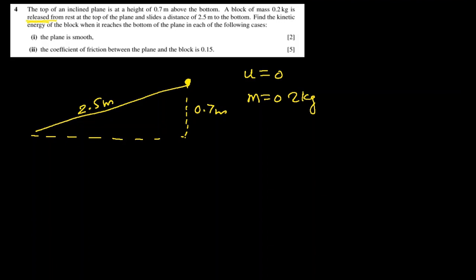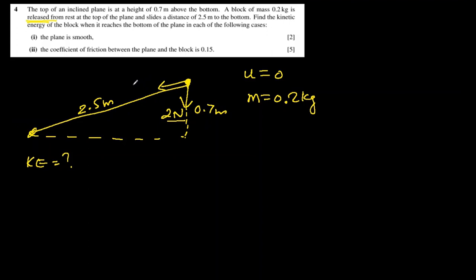Find the kinetic energy. What is kinetic energy? Of the block when it reaches the bottom here, of the plane in each of the following cases. First, the plane is smooth. That means there is only one force downwards, which is the component of the weight. What is the weight of this particular particle? It will be 2 newtons because mass is 0.2 kg. So the weight will be 10 times it, 2 newtons.